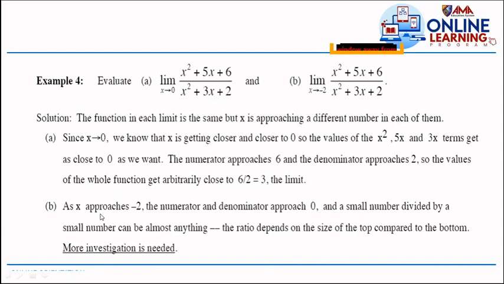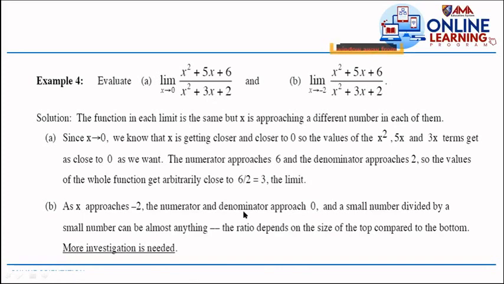Okay? Next, we have letter B, no? As x approaches negative 2, the numerator and denominator approach 0, and a small number divided by a small number can be almost anything. The ratio depends on the size of the top compared to the bottom. So more investigation is needed.